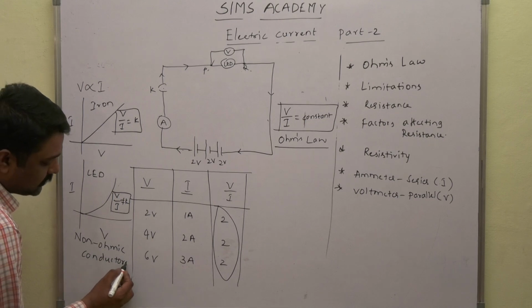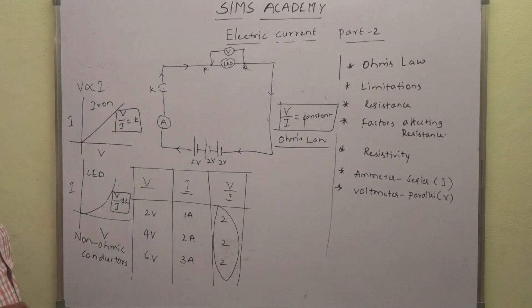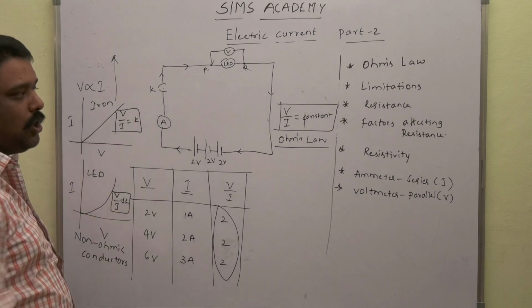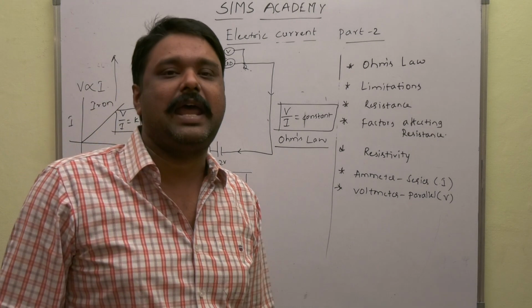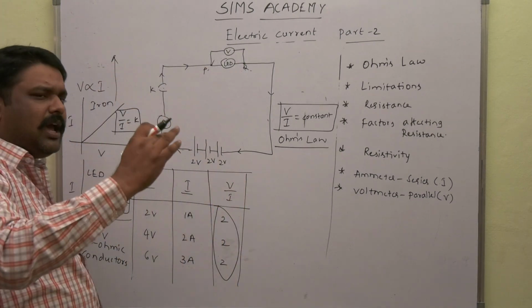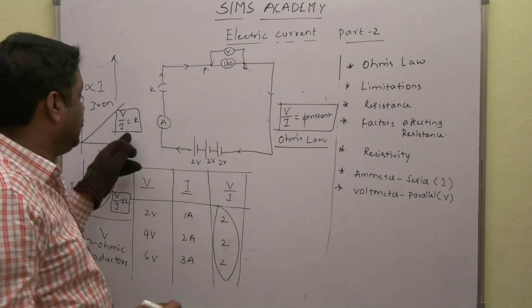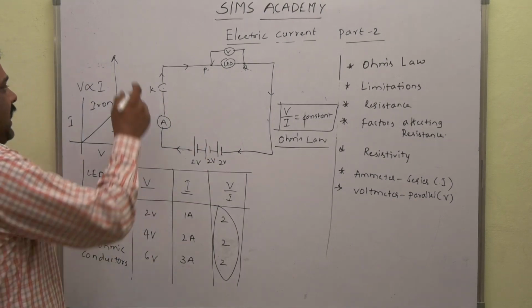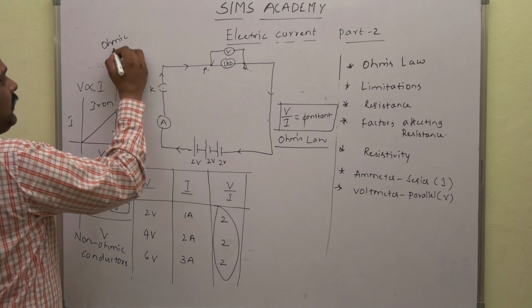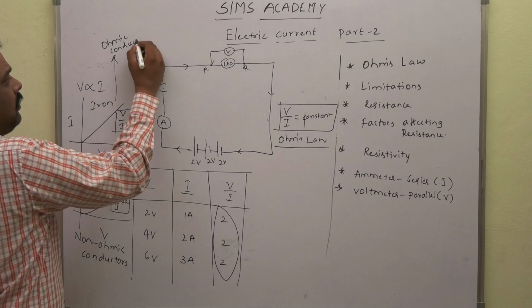Non-ohmic conductors. Here this iron spoke and all metals generally obey Ohm's law. That means the ratio of V to I is found to be constant every time. Hence, since they obey Ohm's law, that is V by I equals constant, we say them as ohmic conductors.